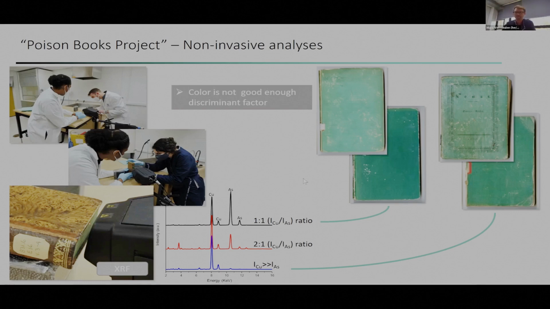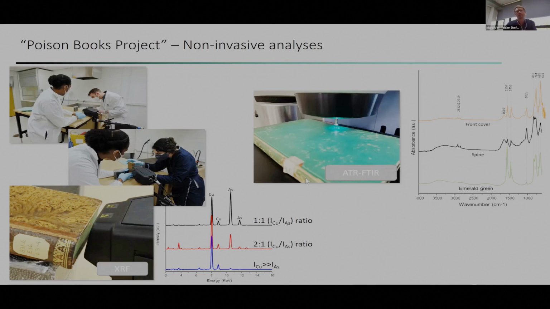So following the XRF survey, we wanted to know a bit more about the type of pigments that was used, if it was Scheele's green or emerald green, what was the source of the 2-to-1 and 1-to-1 ratio. And so we did some ATR, FTIR, and Raman, which allowed us to identify emerald green in all of the books that we analyzed. And we also wanted to see if we were able to identify degradation products in areas just like the spine over here that clearly appeared of a different color.